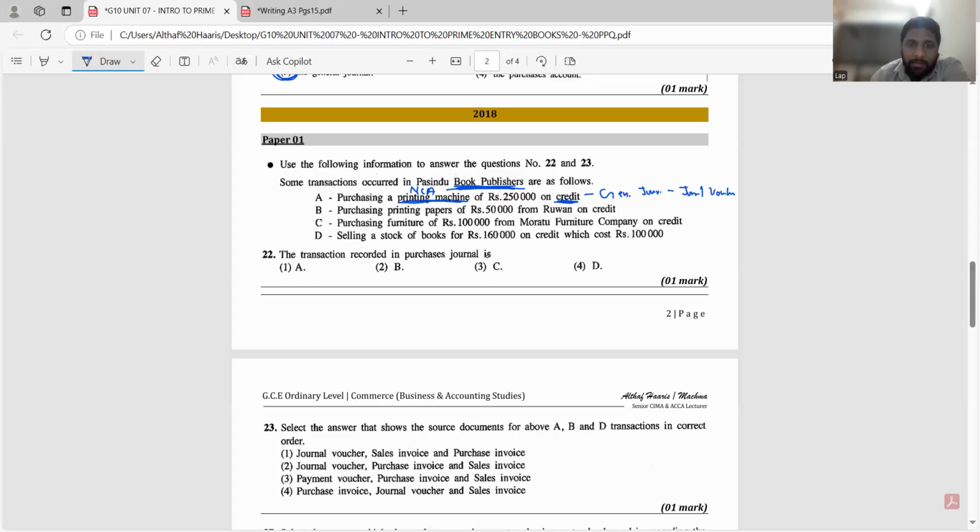Next one. Purchasing printing paper. So his business is printing books, no? So printing paper is a stock. Stock purchased on credit will go to the purchase journal. Purchase journal, source document, purchase invoice.